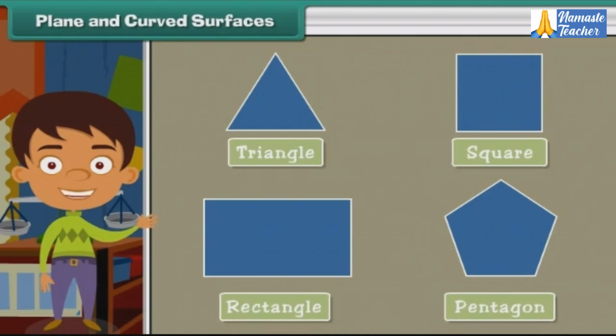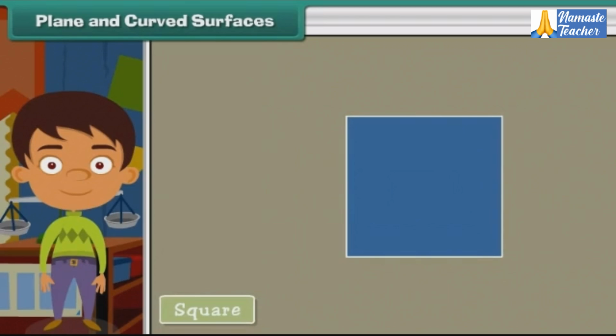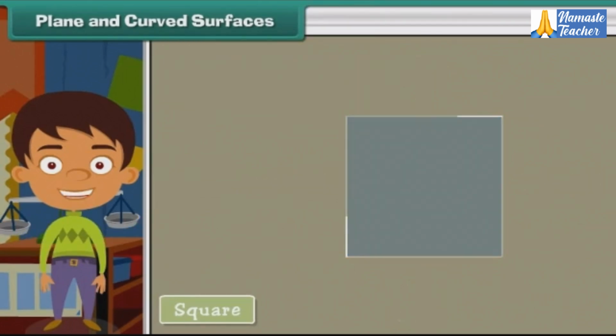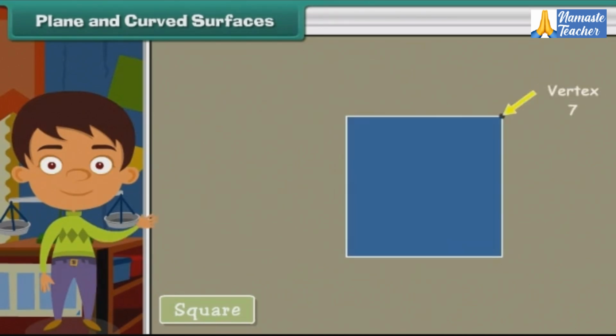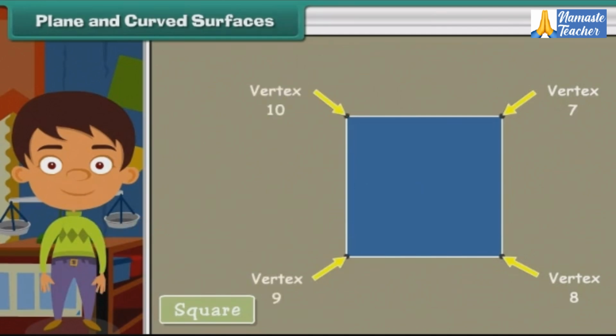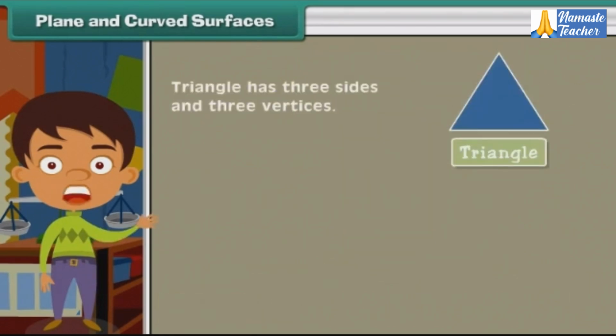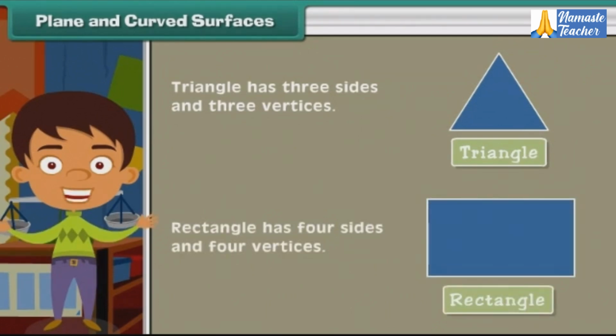Now we'll study about plane figures, sides and vertices. Look at this square. Arrows 1, 2, 3, 4 indicate the sides of a square. A square has 4 sides. The point at which two sides meet is called a vertex. Arrows 6, 7, 8, 9 indicate the vertices of a square. So here we see a square has 4 vertices. Similarly, a triangle has 3 sides and 3 vertices. A rectangle has 4 sides and 4 vertices.